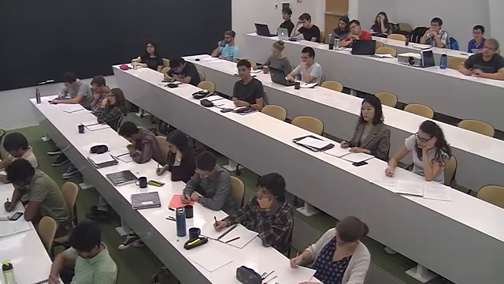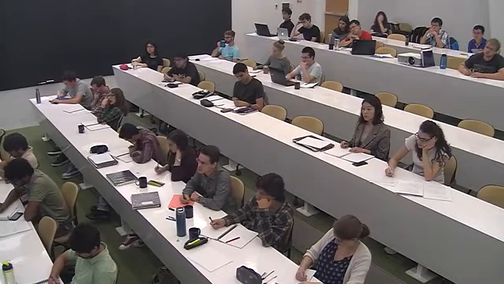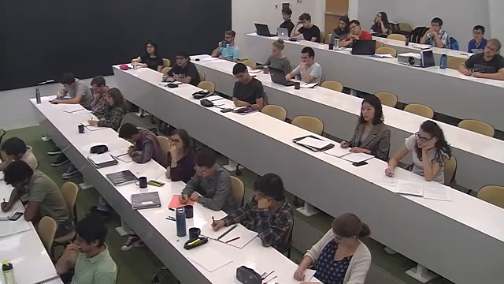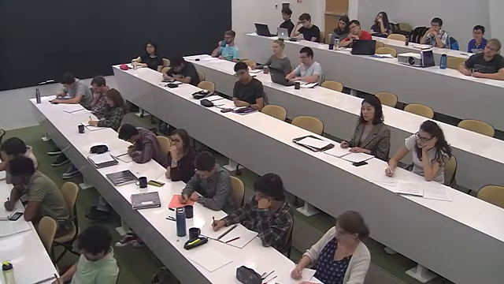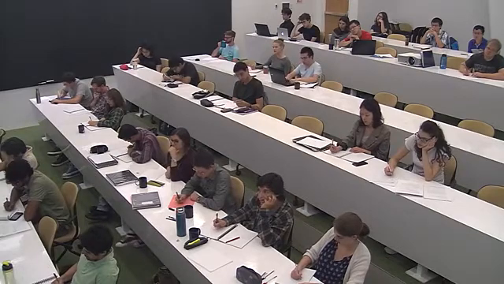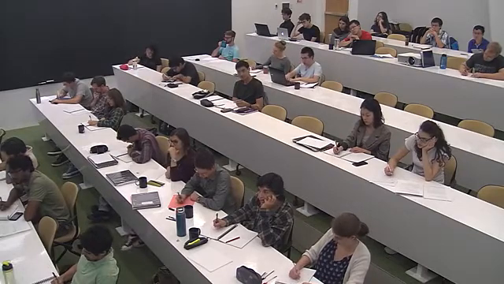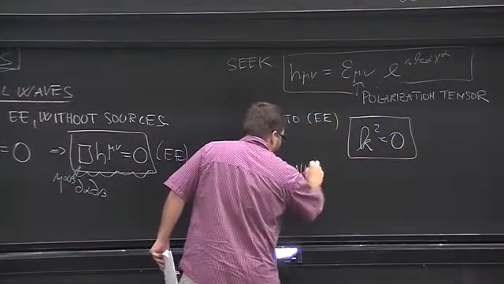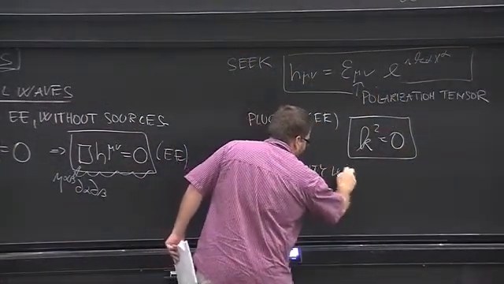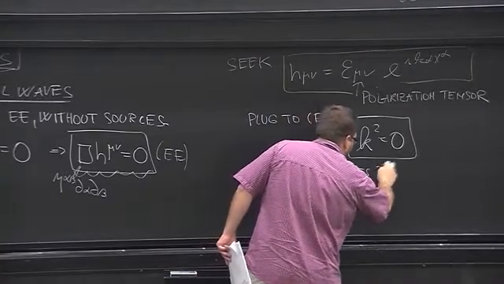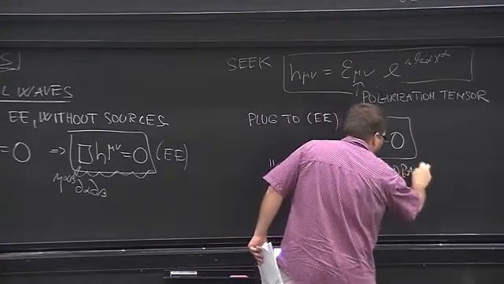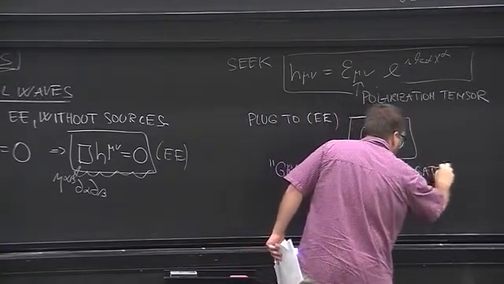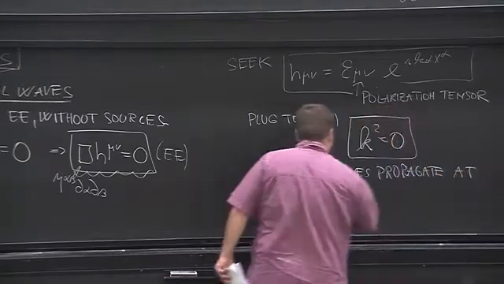Okay, so we are learning that you can have solutions like this, provided that the wave vector satisfies k squared equals to 0, which means it's a null vector, which we can translate as the fact that gravity waves propagate at the speed of light.